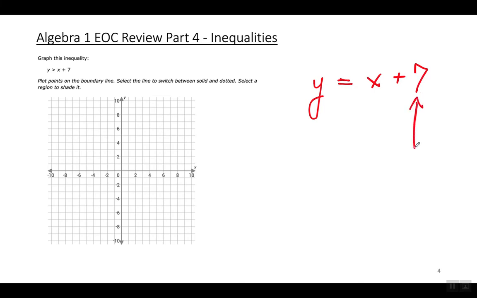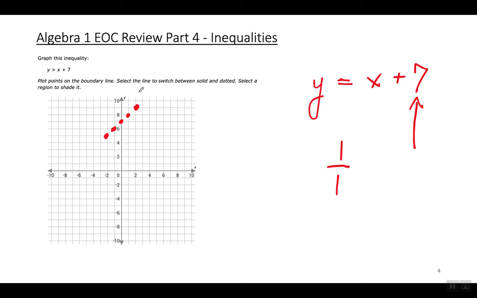Right, so first put a dot at the y-intercept, which is positive 7. Now the slope, I keep getting examples with positive 1 here, but the slope is positive, so the line is going up from left to right, and the slope is 1 over 1. So this would be my line, like that.